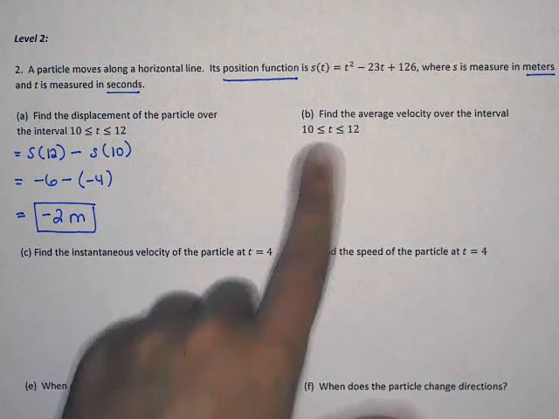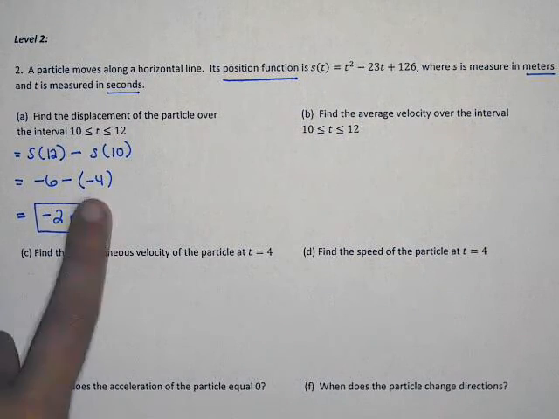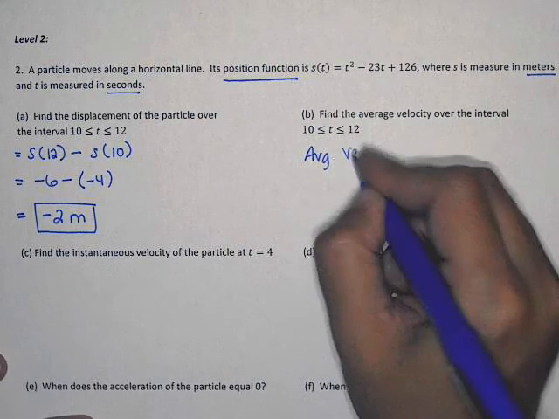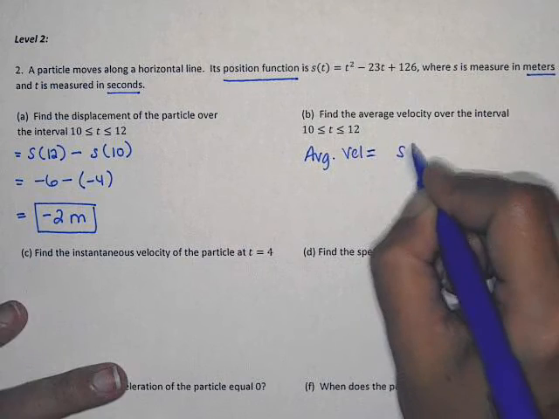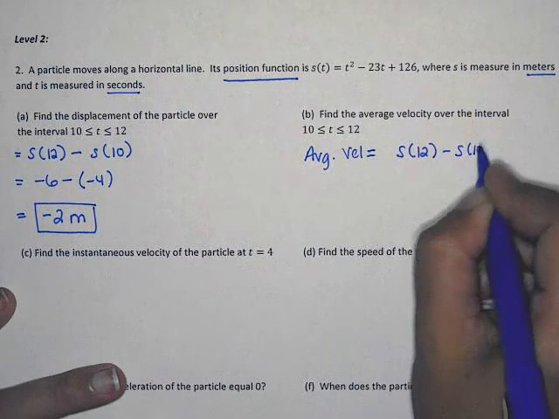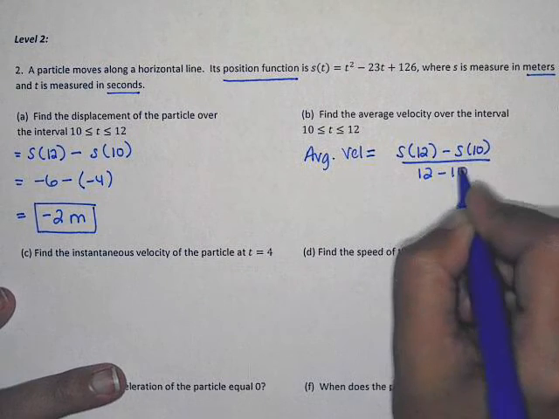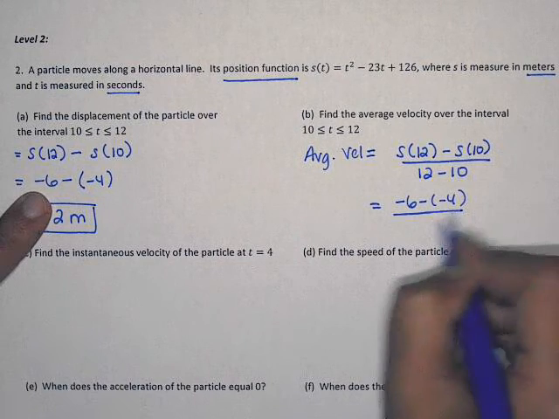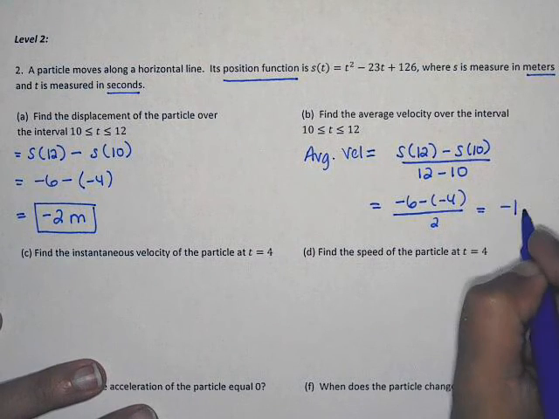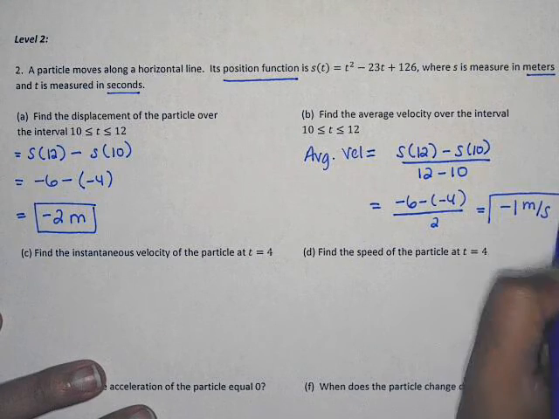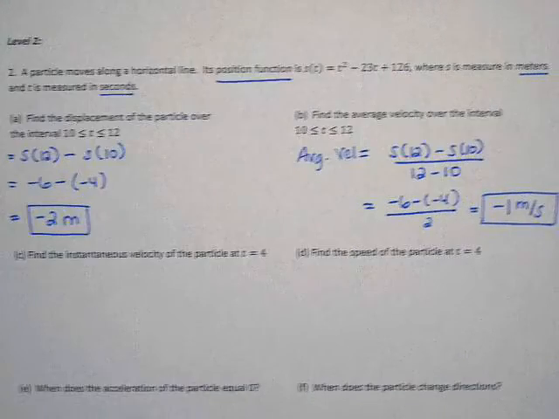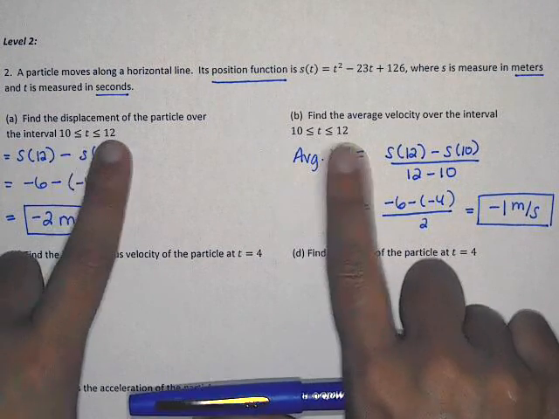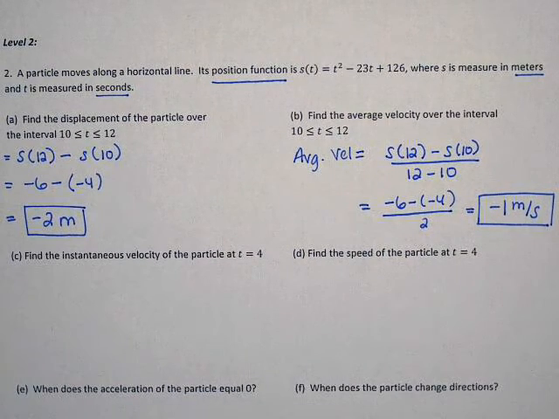Average velocity. You'll notice that I gave you the same interval. Perhaps knowing these numbers will help us find this. Average velocity is just slope. So I would do s of 12 minus s of 10 all over 12 minus 10. You'll notice I already know those numbers. So I should get negative 1 meters per second. Now I did that on purpose, and I'm going to do that on purpose on quizzes and tests a lot of the time too to save you the extra calculations. You're using the same values, so you don't have to recalculate it again.